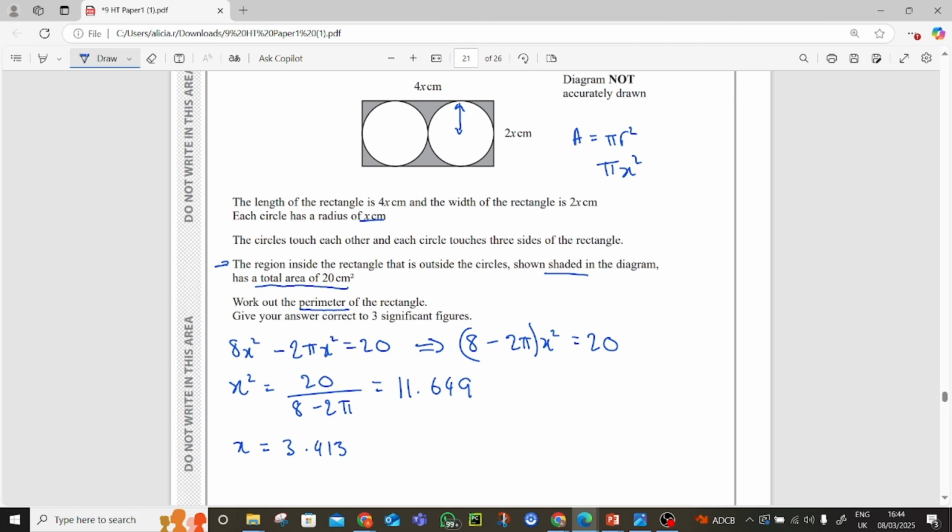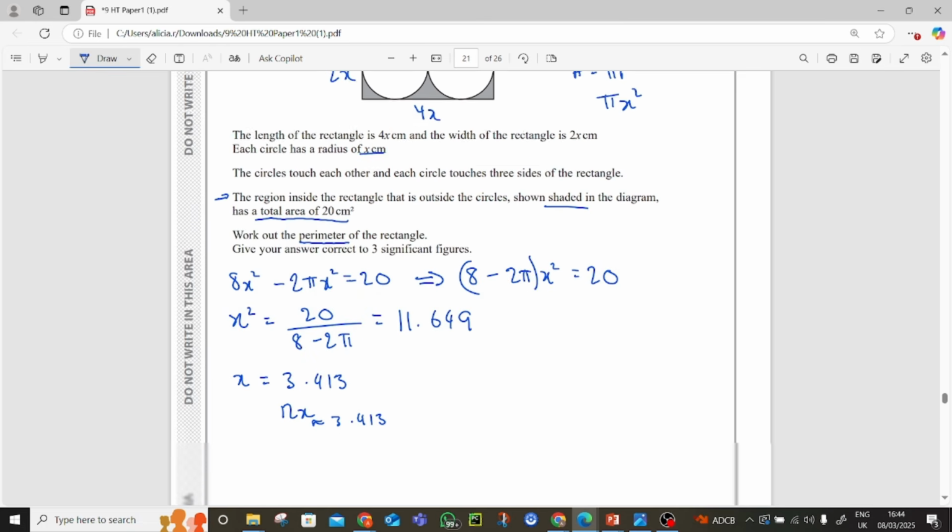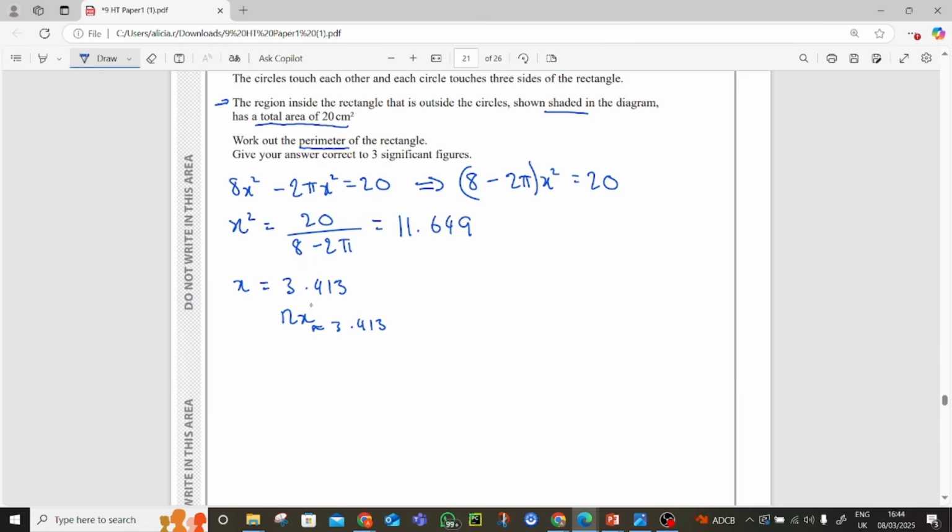This is the value for x, but actually we were asked to work out the perimeter of the rectangle. The perimeter is all the way around the edge. So we have 4x plus 4x, that's 8x, plus 2x, so that's 10x, plus another 2x, that's going to be a total of 12x. So we have 12x as being the perimeter. The x, remember, is 3.413. So to finish off, to work out the perimeter, I'm just going to multiply 3.413 by 12. And you get a final answer of 40.956.